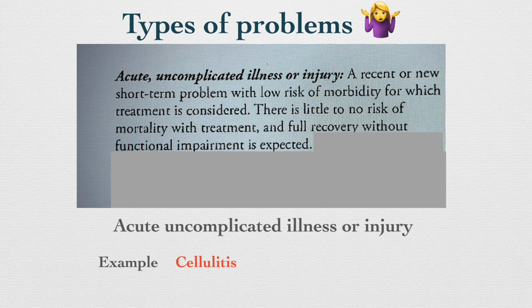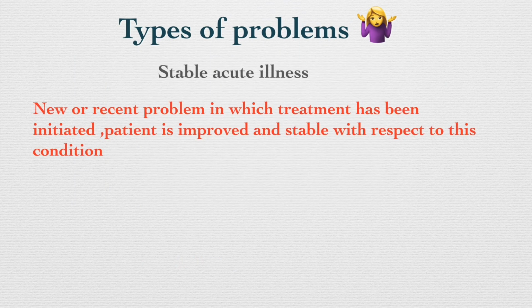Acute uncomplicated illness or injury. It is a recent or new short-term problem. There is low risk of morbidity, but treatment is considered. With treatment, there is little to no risk of mortality, and full recovery is expected without functional impairment. For example, cellulitis. Stable acute illness means a new or recent problem in which treatment has been initiated and the patient is improved and stable with respect to condition.